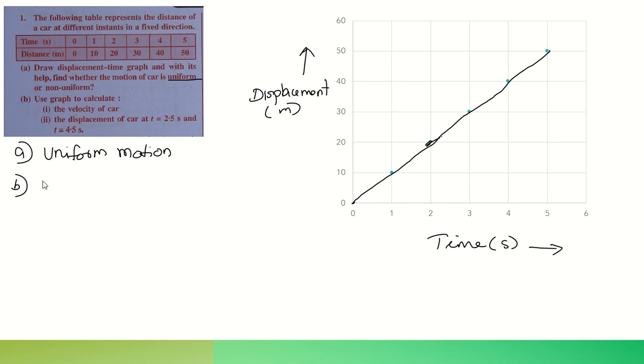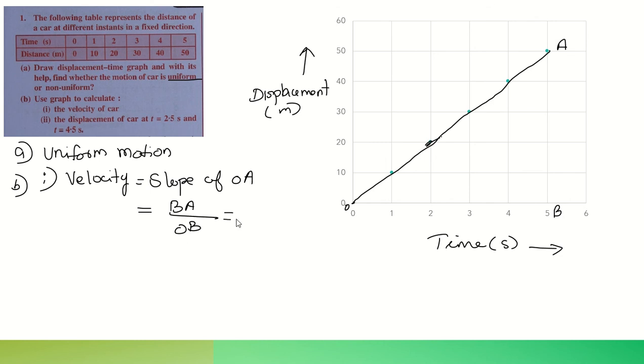And now we have to calculate the velocity of the car. Okay, so for question B, part 1, velocity is equal to, so let's name this OA, right? So slope of OA. How do you calculate slope of OA? I just mark this point as B. So this is going to be BA divided by OB. BA is 50 minus 0, divided by OB, which is 5 minus 0. So we get the velocity as 10 meters per second.